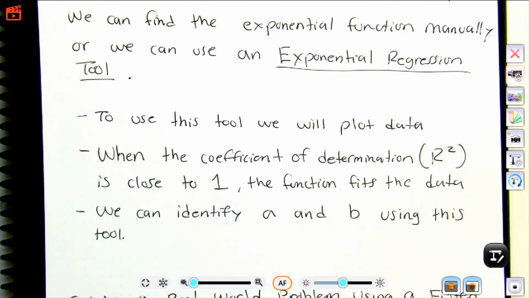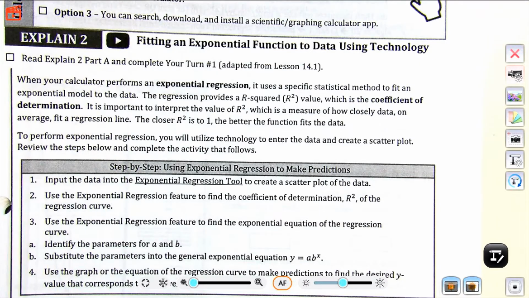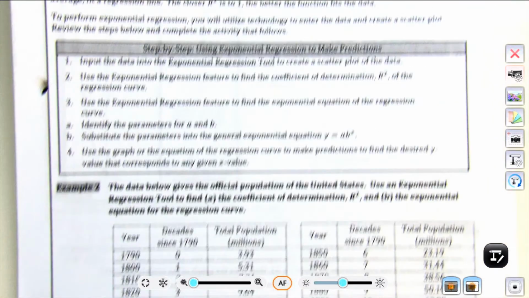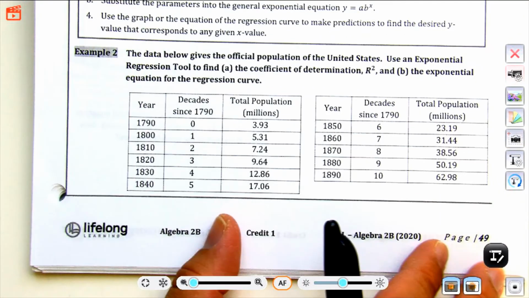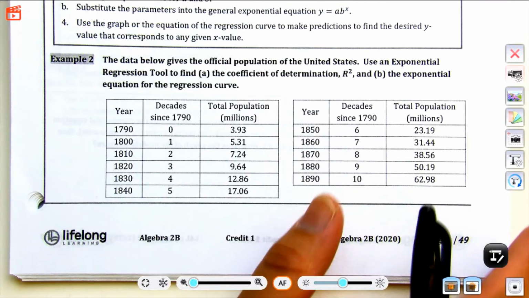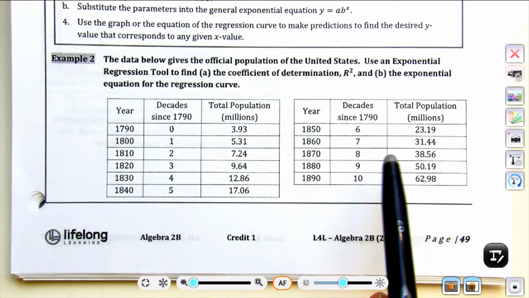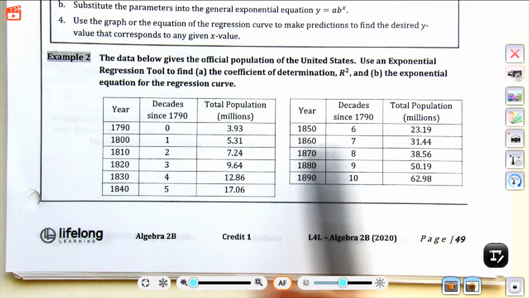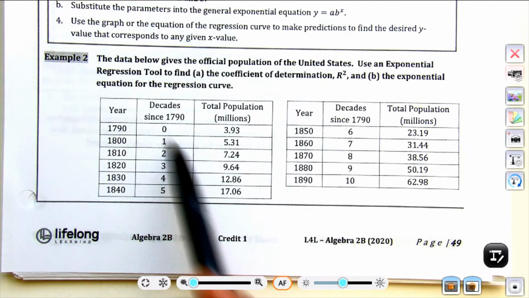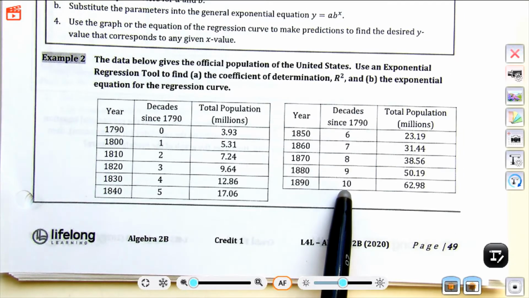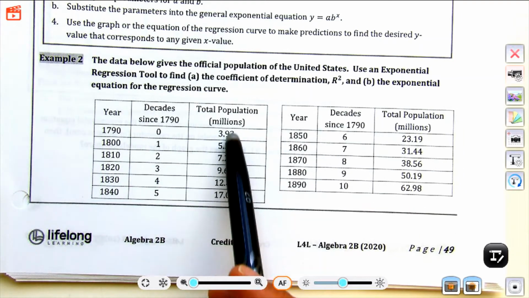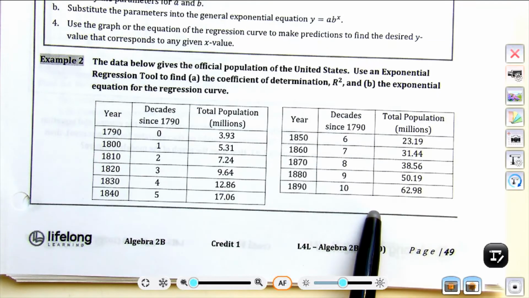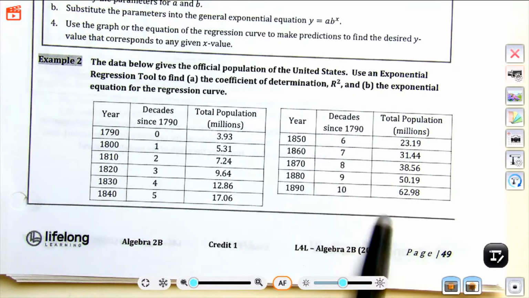And what we're going to be using is this table here. So actually this table is connected to this table. It's just in two pieces, but it goes from 0 to 10, and then these are the y values. So let me actually switch to Desmos, or actually let me switch to the website that we're going to be using.